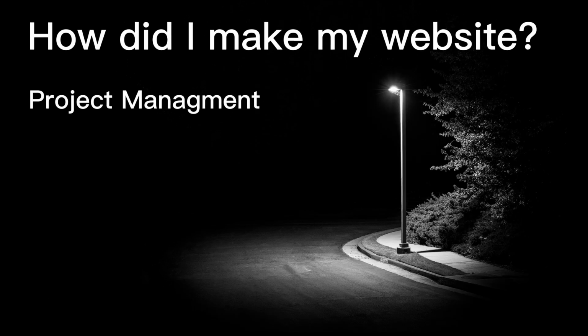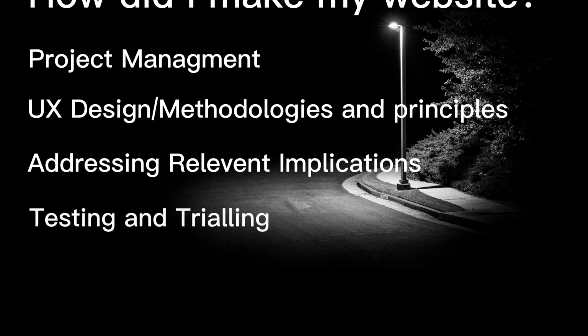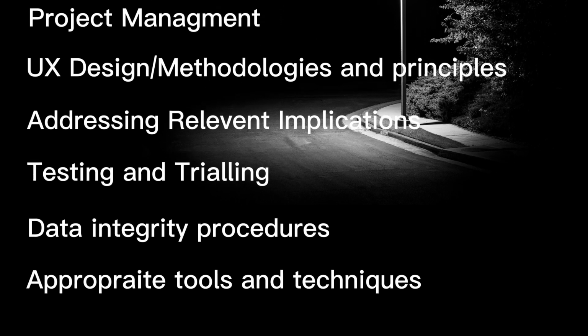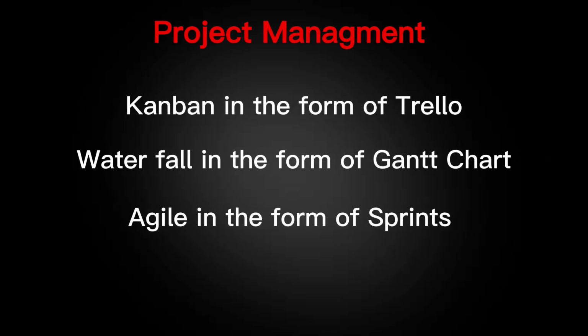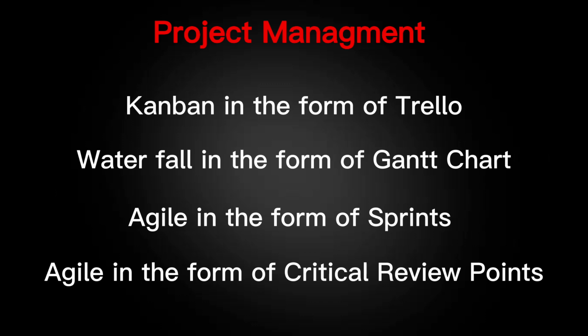How did I make my website? I used project management, UX design, addressing relevant implications, testing and trialing, data integrity procedures, and appropriate tools and techniques. For project management, I used Kanban in the form of Trello, Waterfall in the form of Gantt chart, Agile in the form of sprints, and critical review points.